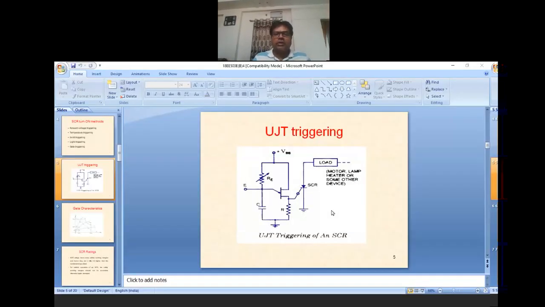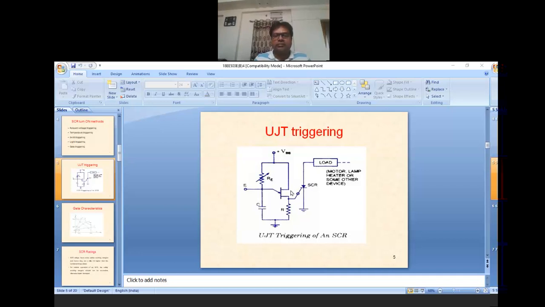So the most commonly used and efficient way of gate triggering method of SCR is UJT triggering, that is uni junction transistor triggering. UJT, which is also called a relaxation oscillator, you have already learned in the previous levels of your program. This circuit shows an SCR connected in series with the load, which will be given the required supply, which is not shown in this figure, and there will be a separate supply given to the gate via the UJT circuit.